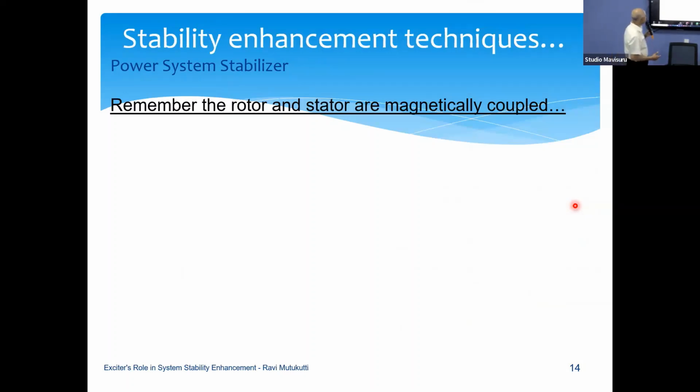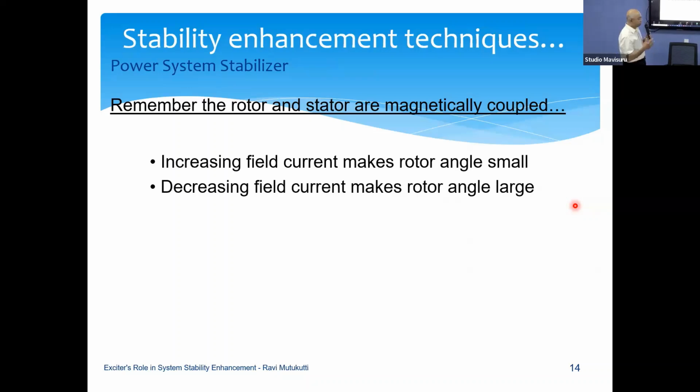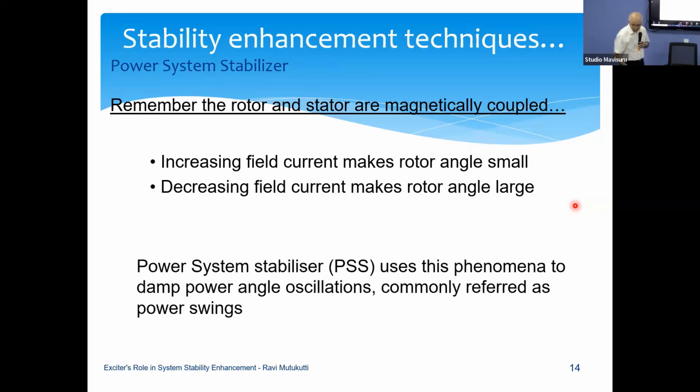So remember two things. The rotor and stator are magnetically coupled. Increasing the field current, or increasing the voltage, or increasing the E, will make the rotor angle small. Same as decreasing E will make the rotor angle bigger. Remember, I showed you the swing curve. So we can use this phenomenon to introduce a stabilization control for the generator, so that when the generator moves from one point to the other, it doesn't have too many oscillations or too much overshoot reaching the second point from the first point. That device is called the power system stabilizer.